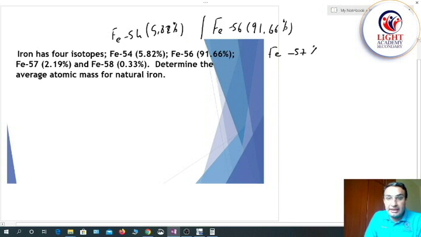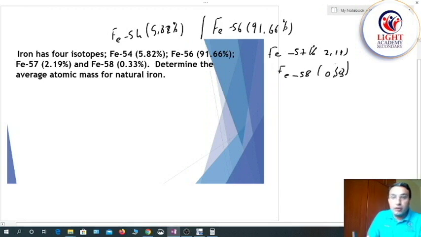What is the abundance? I can tell you 2.19. And finally, the iron which has 58 atomic mass has an abundance of 0.33. So which one is going to be written on the periodic table? Of course, none of them. We are going to take the relative atomic mass. The relative atomic mass will be nearer to 56, because you can see that mostly 91% of the particles have 56 atomic mass. So the relative atomic mass is calculated as I showed you.